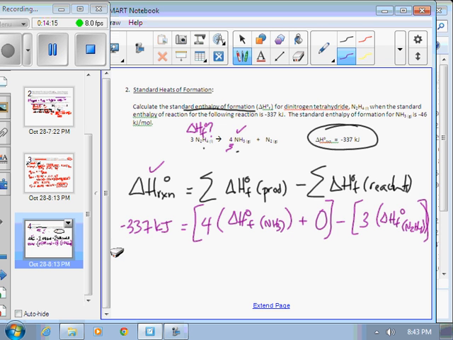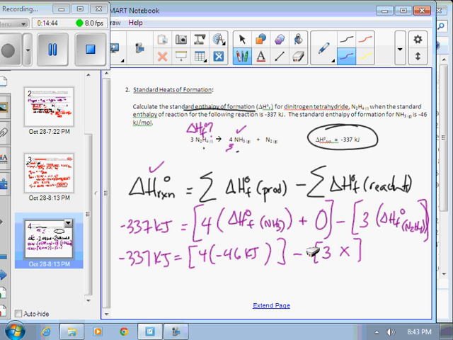Okay, so now we can calculate. So negative 337 kilojoules, and then we'll plug in some values. So 4 times, this number was given, so go up here, negative 46 kilojoules per mole, but the mole is going to cancel out with these 4 moles here. So I'll just drop it off. And then minus 3, and this is basically what I'm looking for, so I'll call that X. How's that sound? Okay, from here it's a matter of solving.